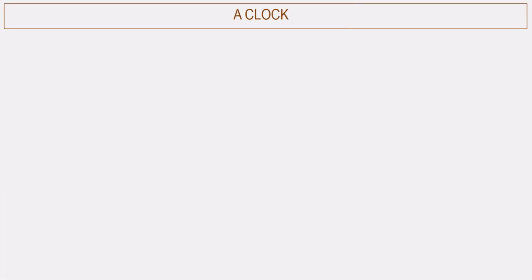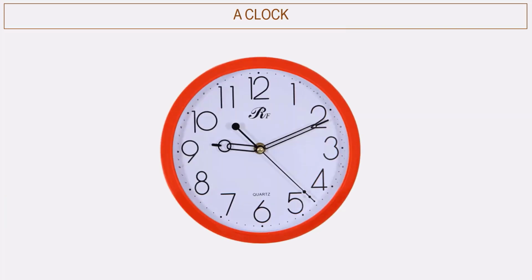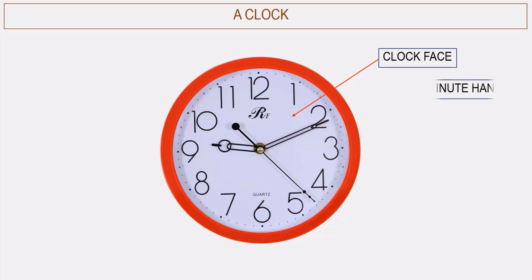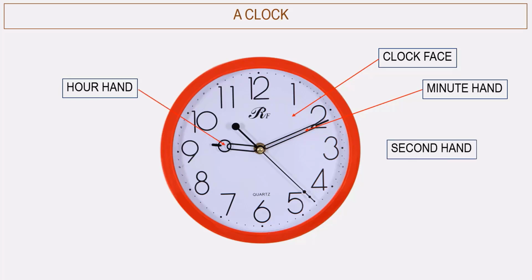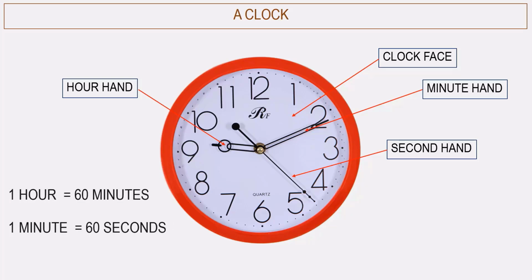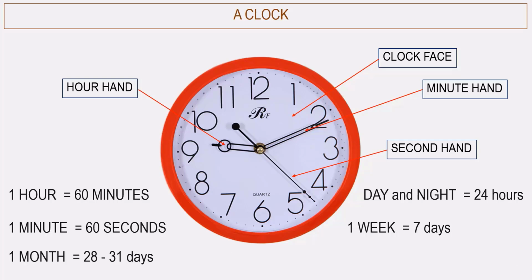O'clock. Clock face. Minute hand. Hour hand. Second hand. 1 hour, 60 minutes. 1 minute, 60 seconds. Day and night, 24 hours. 1 week, 7 days. 1 month, 28 to 31 days. 1 year, 365 days.